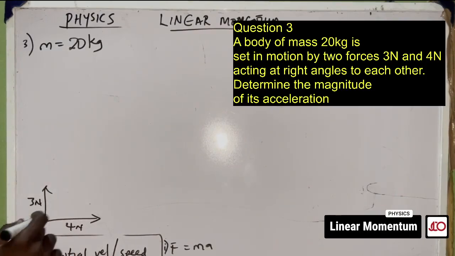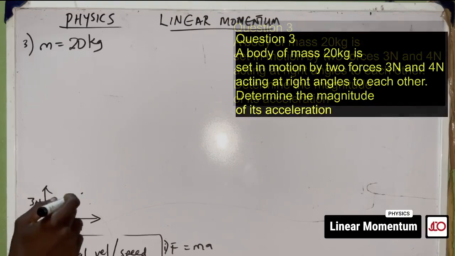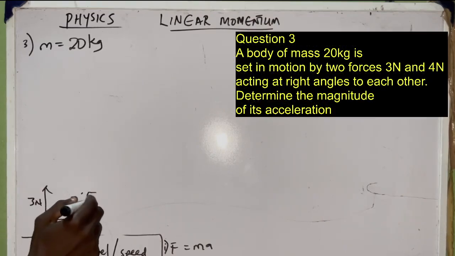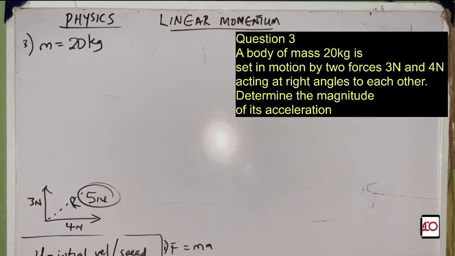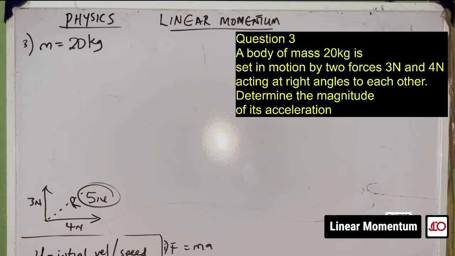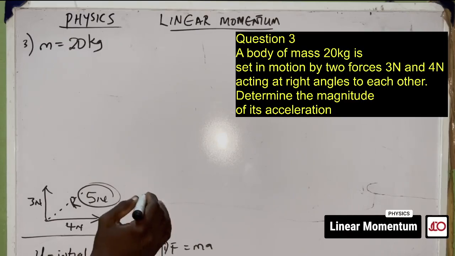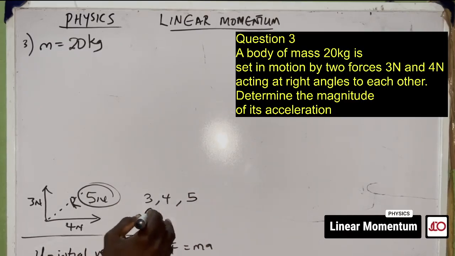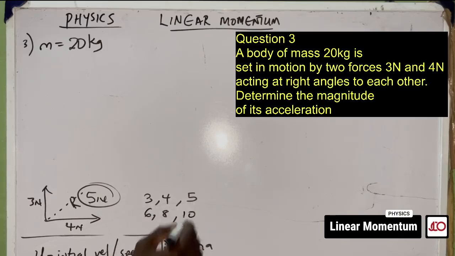Of course, there will be a resultant. The resultant will be gotten using Pythagoras theorem. That should be 5 Newton. Remember your Pythagorean triples. If the two sides of a right angle triangle are 3 and 4, your hypotenuse must be 5. If it is 6 and 8, your hypotenuse must be 10. These are Pythagorean triples.